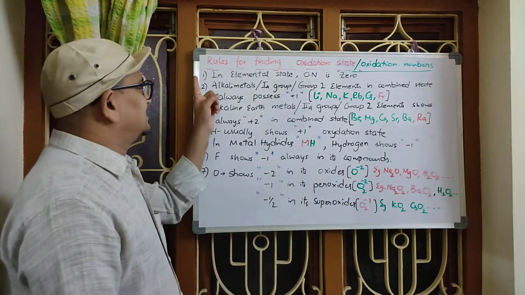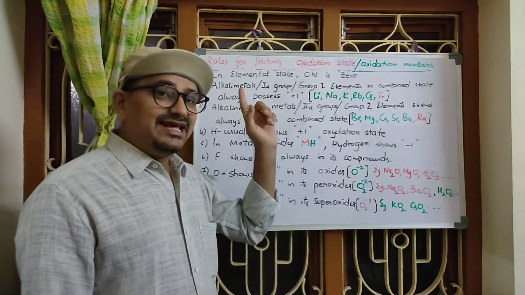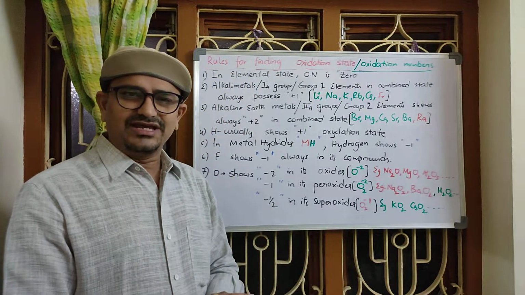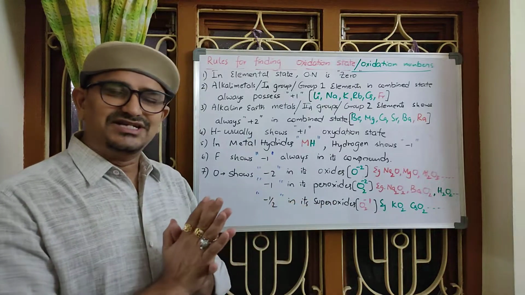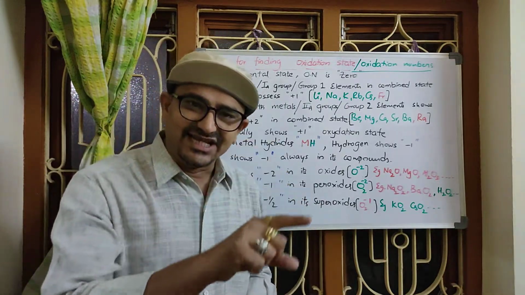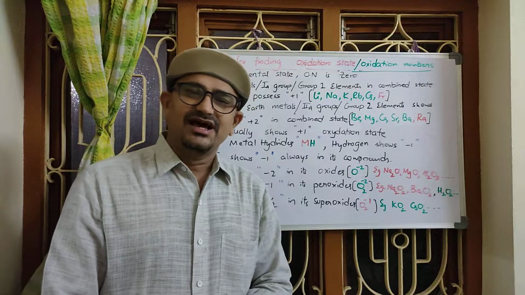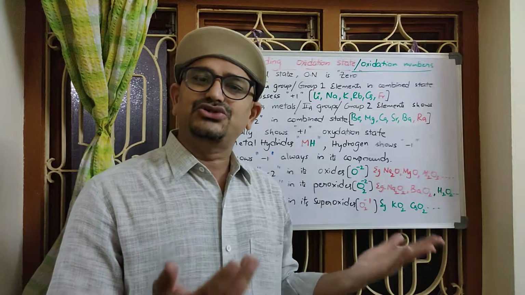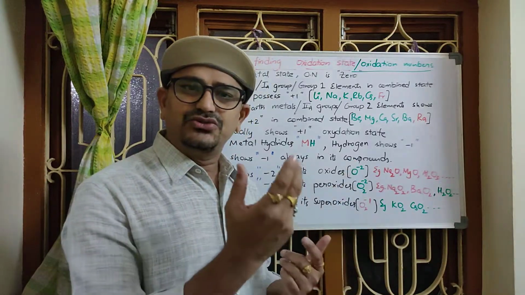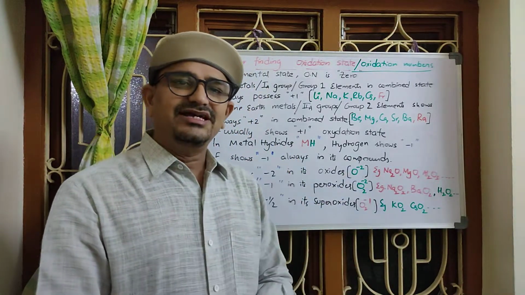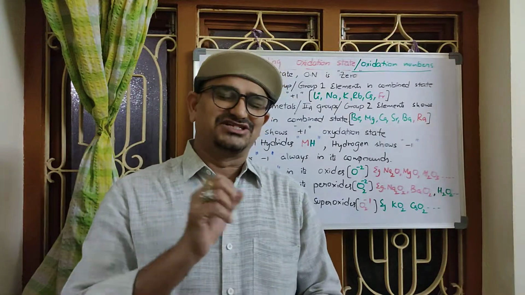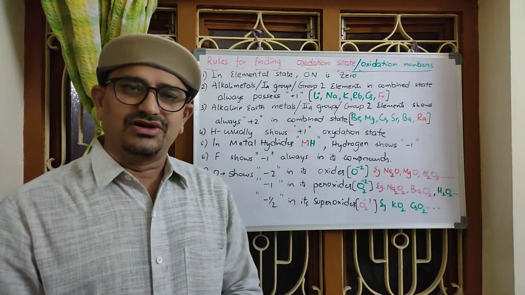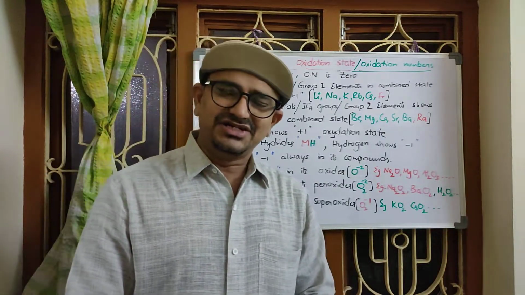The first rule is, in the elemental state, native state, or free state, the oxidation number of elements is taken as 0. Suppose hydrogen. What's the native state of hydrogen? H2 gas. In H2 molecular form, each hydrogen possesses 0 oxidation number or oxidation state. H2 is a covalent molecule, so better we use the word oxidation state.